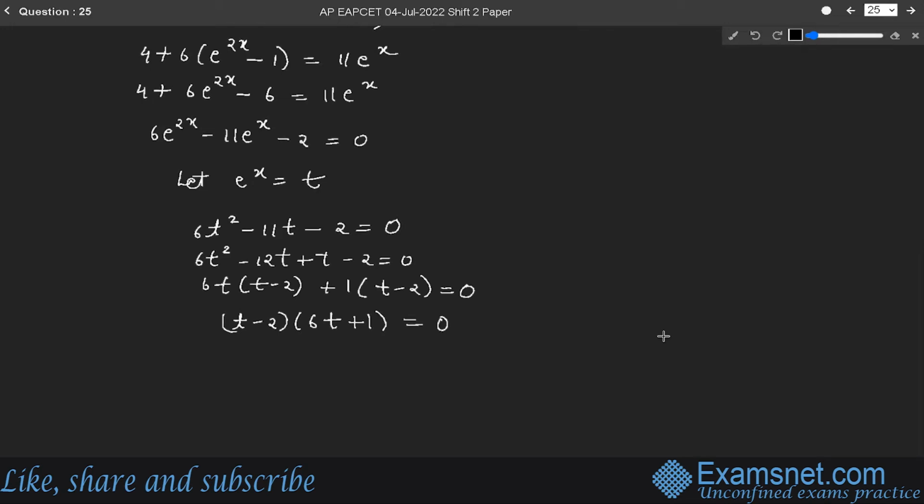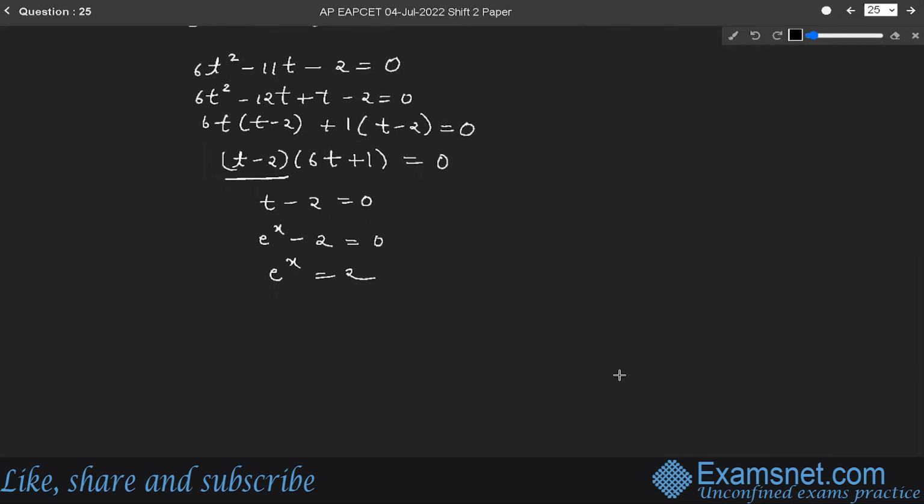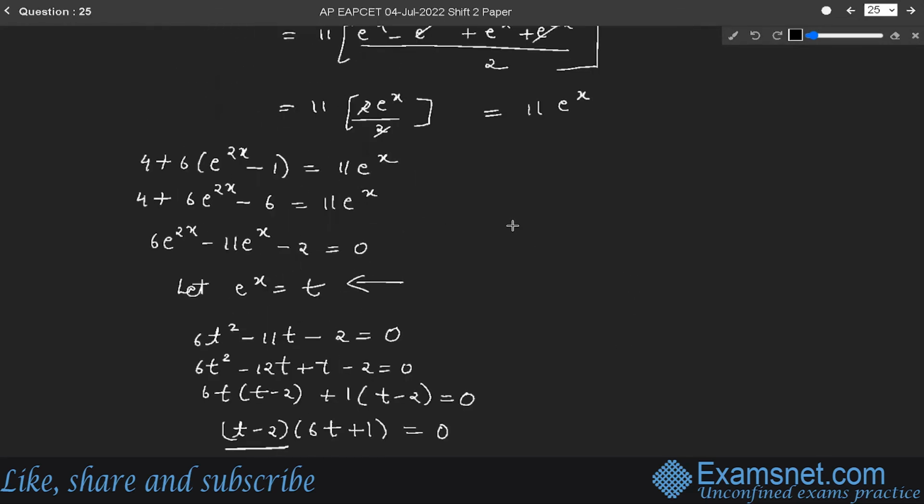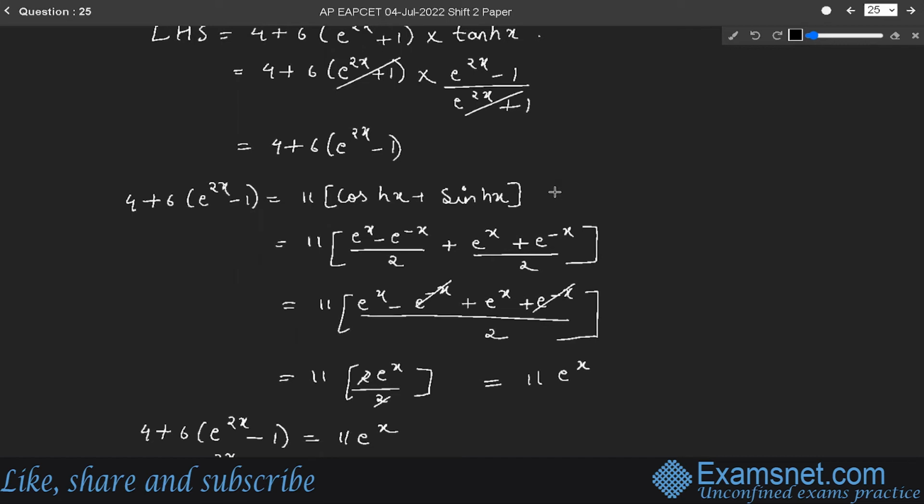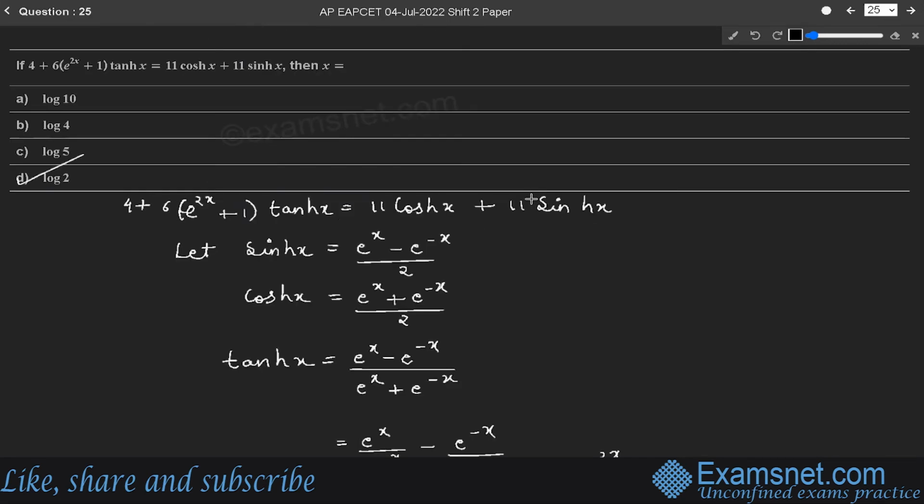Now we can have two values for t. So both the factors will be considered. t minus 2 is equal to 0, this is the first factor. So from here we can put the value for t. We know that t is equal to e^x. So it will be e^x minus 2 is equal to 0. So e^x will be equal to 2. Now it can be written as x is equal to log 2. So we can say that the value for x is log 2. So the correct option for this question is log 2, which is option number D here.